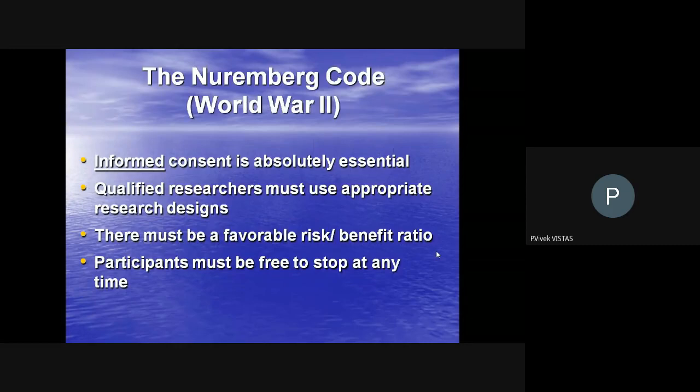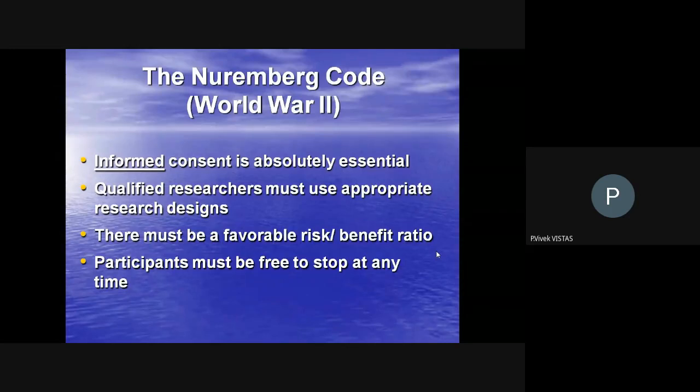Informed consent is absolutely essential. The concerned people we take for the trial should be aware of what they are undergoing, what drugs we are giving them, what parameters are followed and what things we are going to carry out. The consenting person should know about these things. Qualified researchers must use appropriate research design. So before moving into a human trial, there should be several protocols and standard procedures, and only with those can they carry it out easily. There must be a favorable risk-benefit ratio.